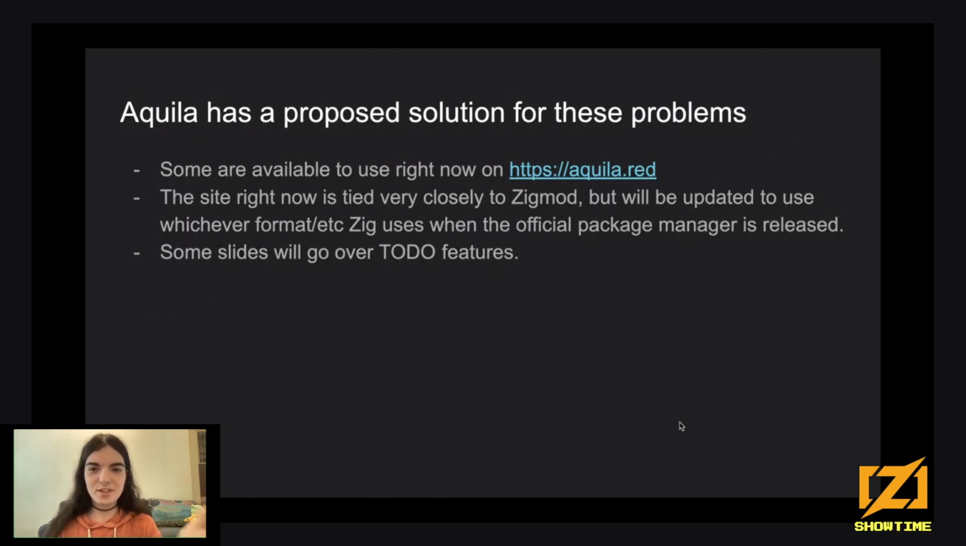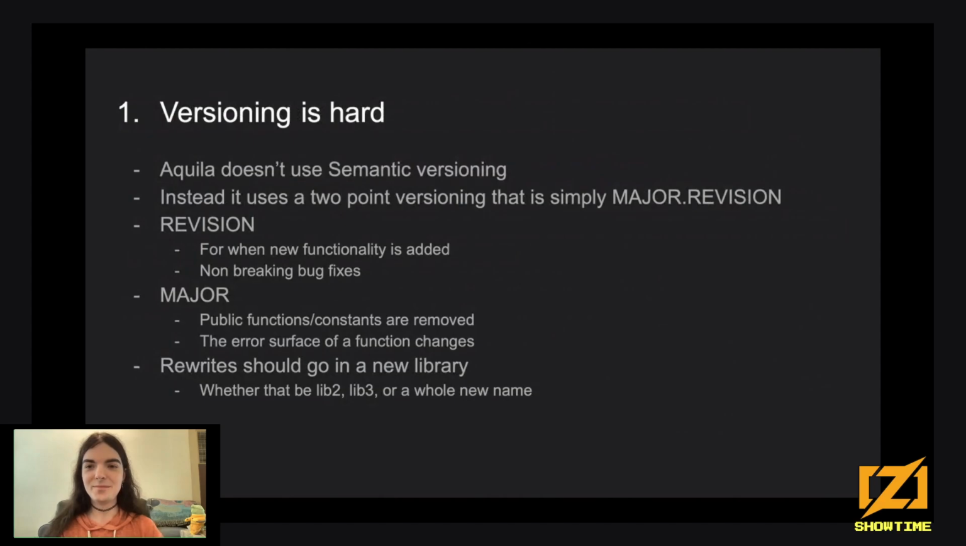So Aquila, the registry that I am working on, has a couple proposed solutions for a few of these problems. And it's available right now at this website. And yeah, this is very new. It's a very recent project of mine. So there's a lot of planned features that I have not quite implemented yet, but it is usable. There's just much more to come.